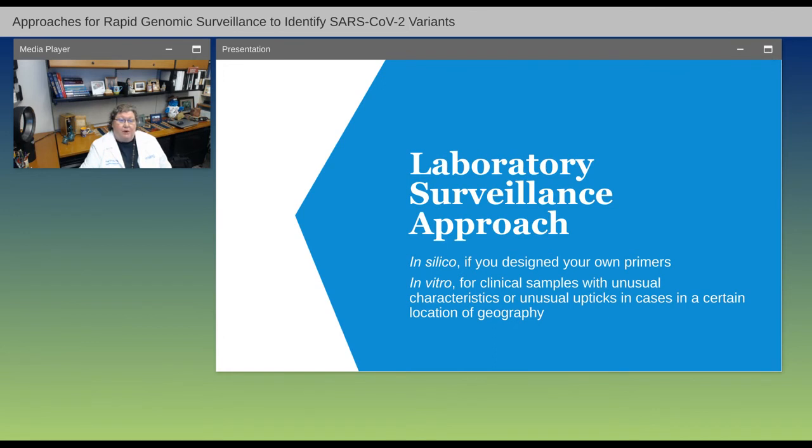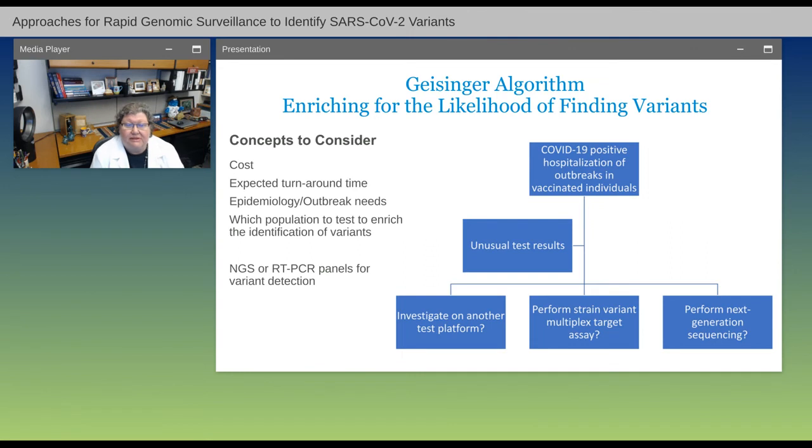People are asking, well, how do we pay for this? Why do we need to do this? Do we need to do it at all? So this is one algorithm that we've defined that was designed to try to enrich for the likelihood of us finding variants in our population.